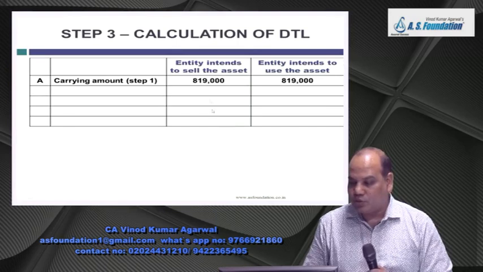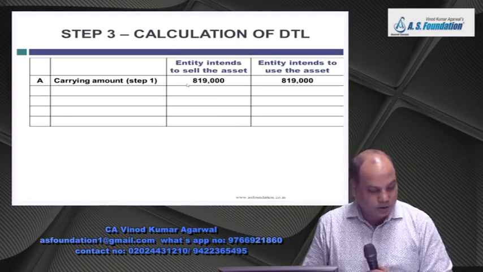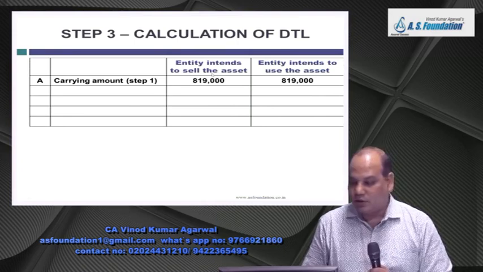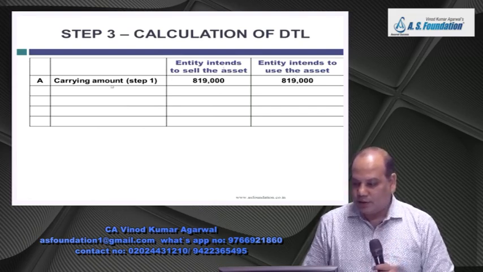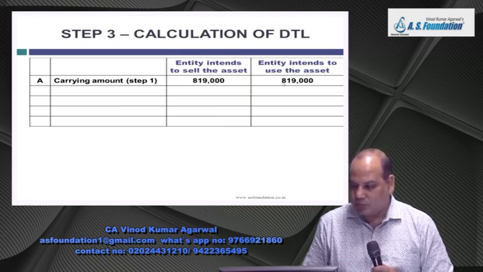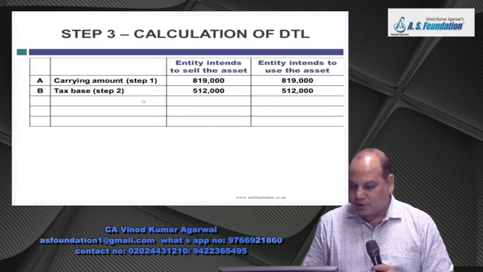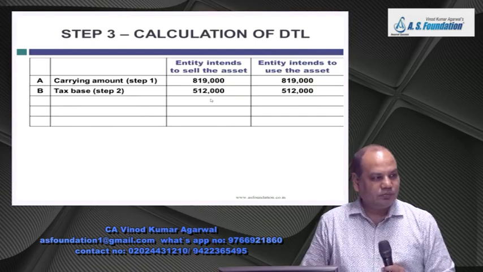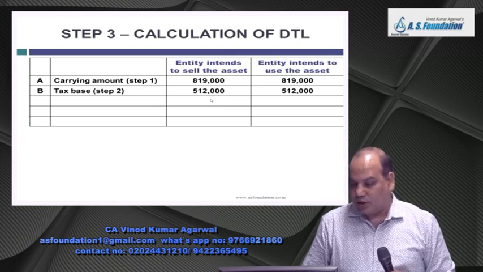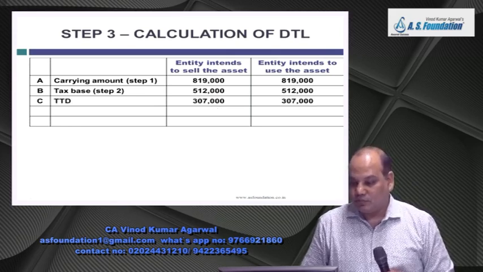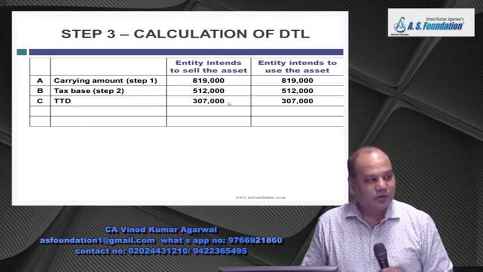Now bring these two numbers together. But then we have two possibilities. The entity intends to sell the asset or the entity intends to use the asset. So point number A, carrying amount, entity intends to sell the asset. Carrying amount will remain same. Then point B, tax base, step 2, 5,12,000. Correct? Up to this you have done. Will this be giving rise to TTD or DTD? TTD. Taxable temporary difference 3,07,000.